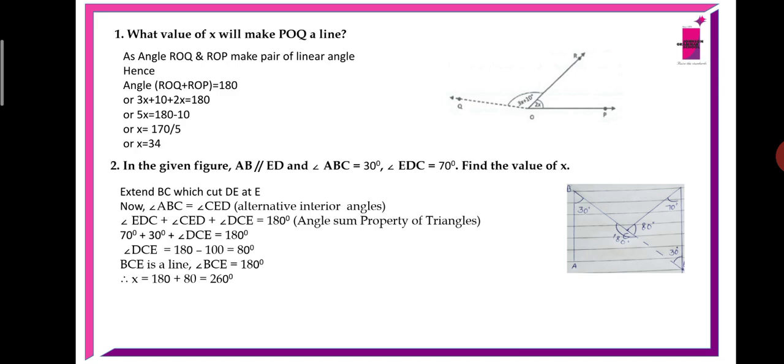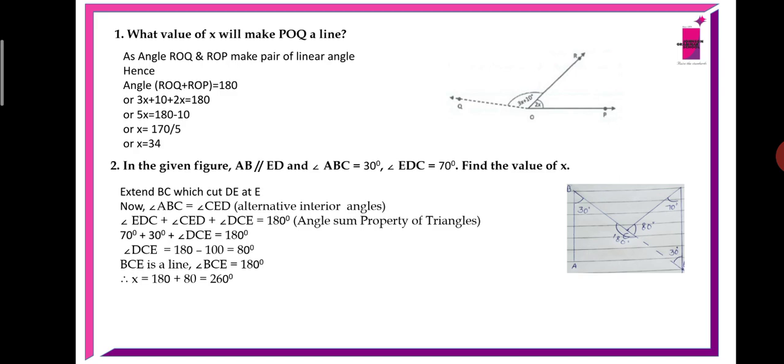And angle EDC plus angle CED plus angle DCE equals 180 degrees through the angle sum property of triangles. Now we know EDC is 70, it is given, and CED is 30, we got it through alternate interior angles, and plus angle DCE equals 180. That 70 plus 30 is 100. So angle DCE equals 180 minus 100, which equals 80 degrees.